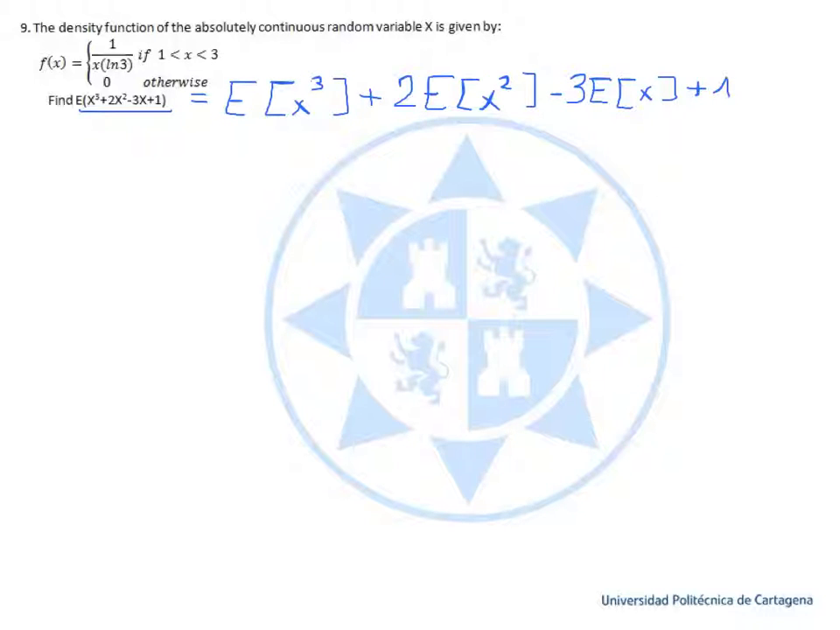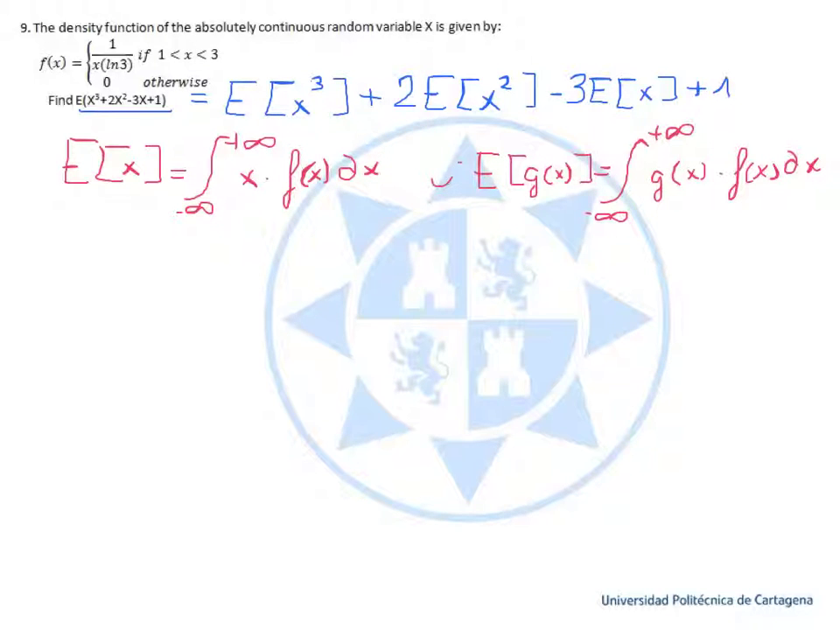So we can separate this expression in the expected value of x raised to the power of 3 plus 2 times the expected value of x squared minus 3 times the expected value of x plus 1. As it is a continuous random variable, we will use this formula to calculate the expected value we are asked. So let's start.